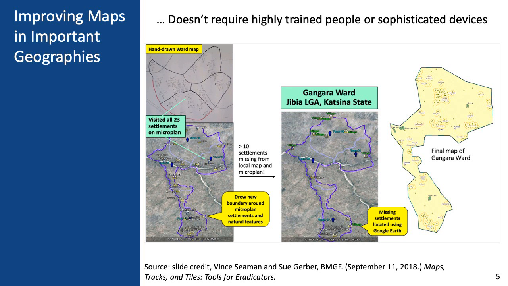In this slide, we're looking at improving maps in important geographies. And it really doesn't require highly trained or sophisticated devices. You can see from this map, taken from a local government area in Katsina State in Nigeria, the improvements in the number of settlements that were identified based on the GIS map. So on the right-hand side, you can see the final map, which is more detailed.